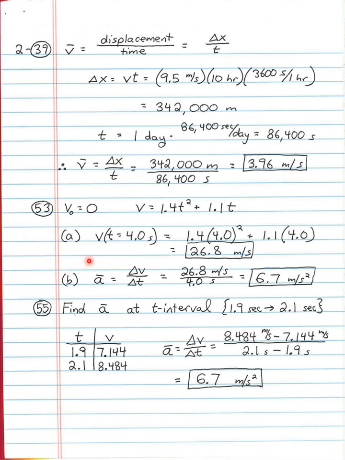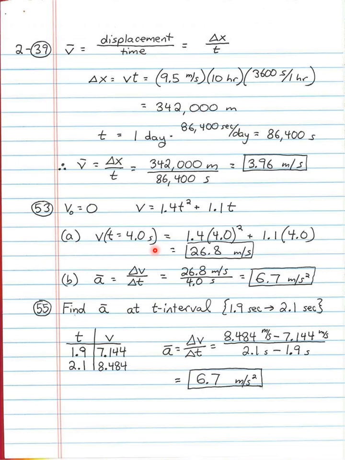Okay, so the velocity when time is 4 seconds, we're going to take 4 seconds, plug it into the equation given at the top. So 1.4 times 4 seconds squared plus 1.1 times 4 seconds. And we get that the velocity at the end of that interval is 26.8 meters per second.